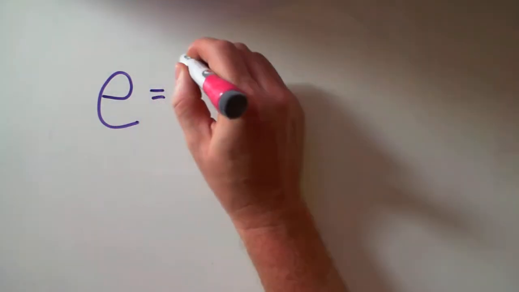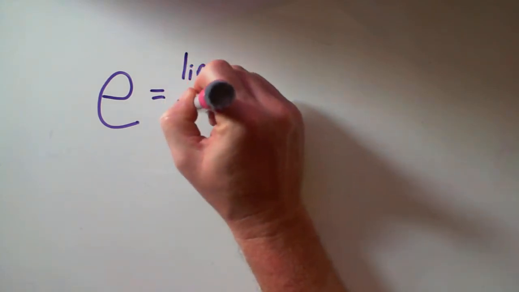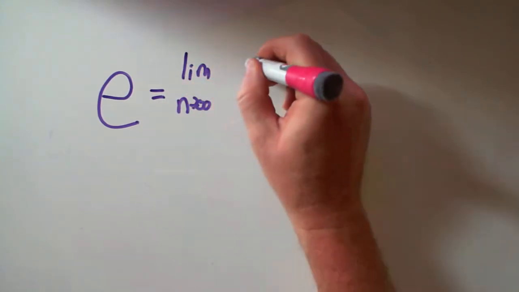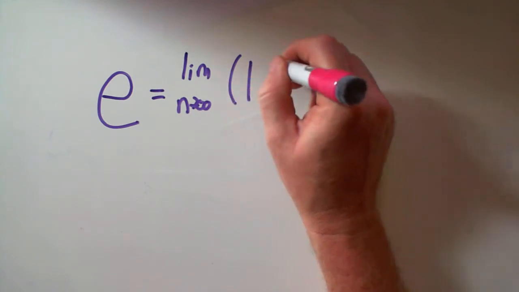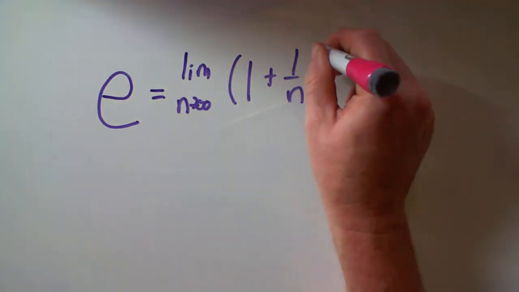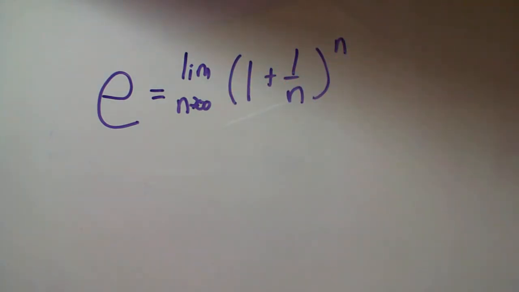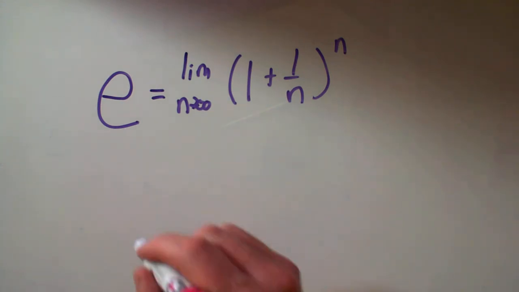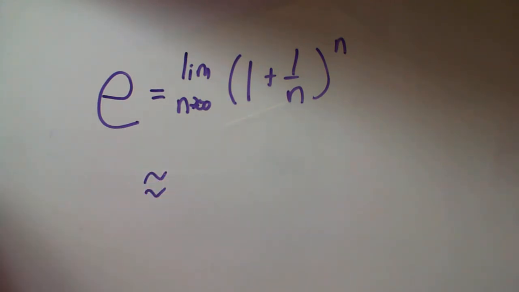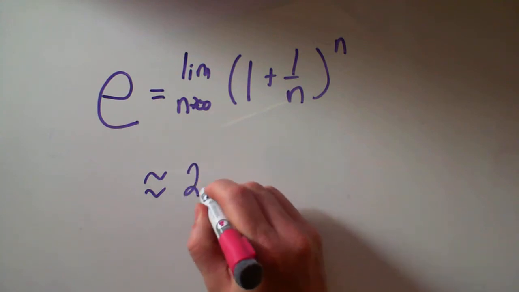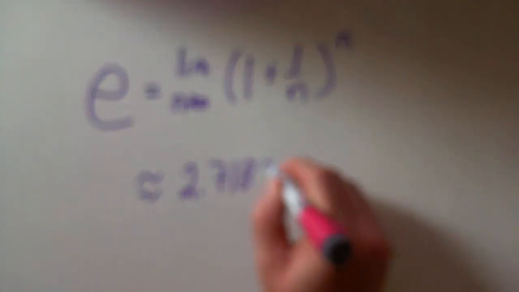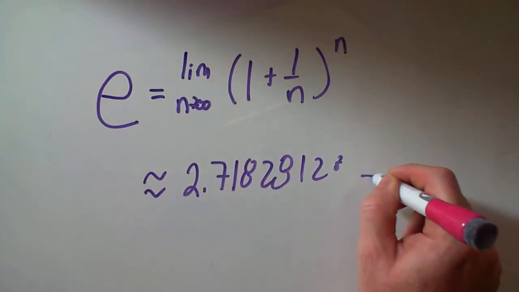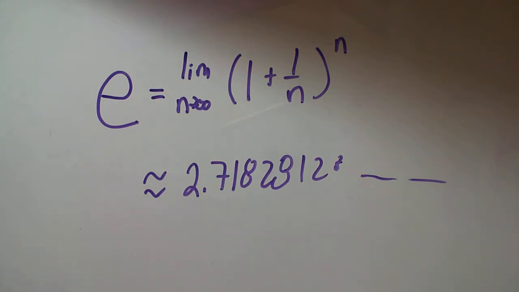e is defined as the limit as n approaches infinity of 1 plus 1 over n to the nth power. You do not have to remember that. e is approximately 2.718281828, and it goes on forever. But e is about 2.71.